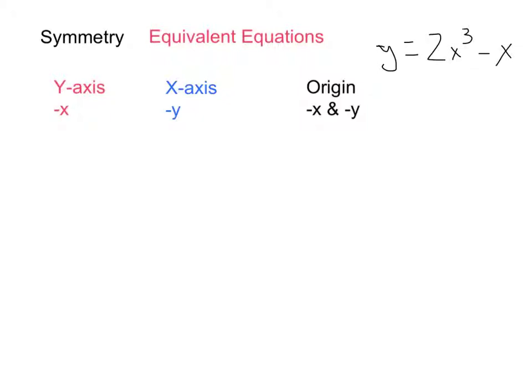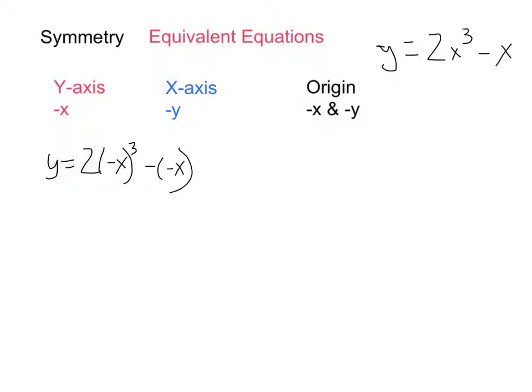So we're going to check for symmetry with respect to the origin and to the x and y axis. So here we go. The y-axis, we're going to change it to a negative x and see if that equation changes at all. So we get y equals 2 times negative x cubed minus negative x.